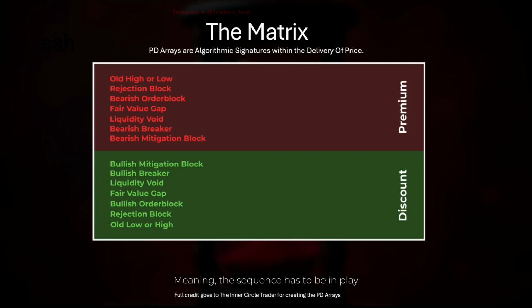Meaning the sequence has to be in play in order to anticipate what the next delivery function is likely going to be. When a lot of people got introduced to any PD array, such as for example a fair value gap, what they initially think is that they should just go out there and trade every single fair value gap that appears. However, the fair value gap itself is simply a price pattern.